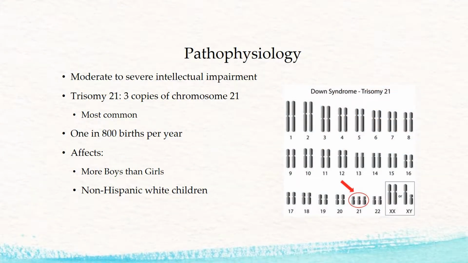Pathophysiology. Down syndrome, also known as trisomy 21, is a genetic disorder causing varying degrees of intellectual impairment, as well as distinct congenital abnormalities. There are 3 different types. Non-disjunction is the most common with 95% of cases. Translocation and mosaicism make up the last 5% of cases. It is the most common cause of intellectual impairment and occurs 1 out of 800 births per year. It affects more boys than girls and non-Hispanic white children.